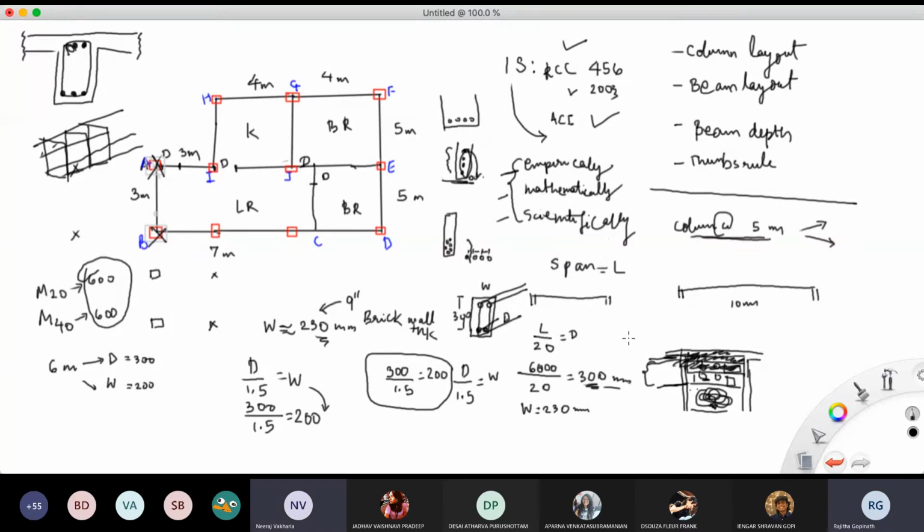M30, M40. हाँ, M30 तक we use. M30 तक use करते हैं. I was working at a real estate company. The project that I was working on was a 50-storied building, और वहाँ पर तो foundation में M80 तक गया है.